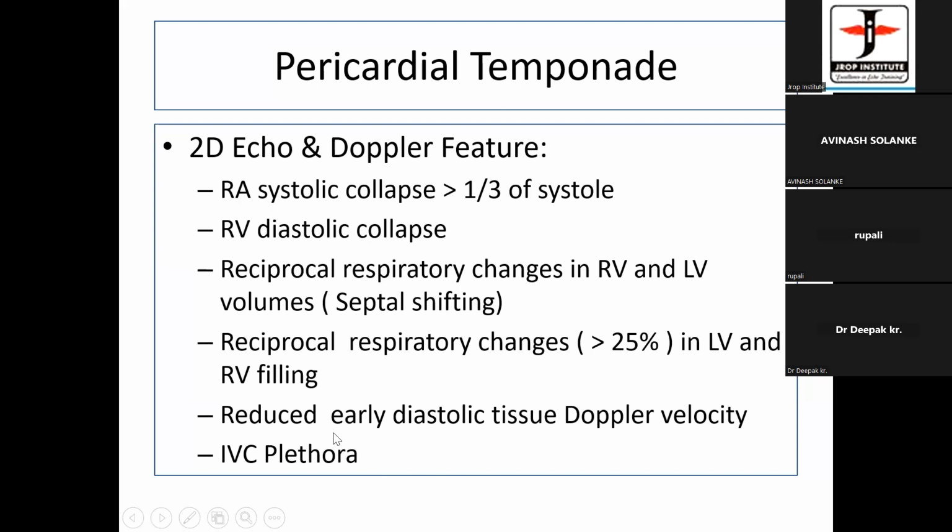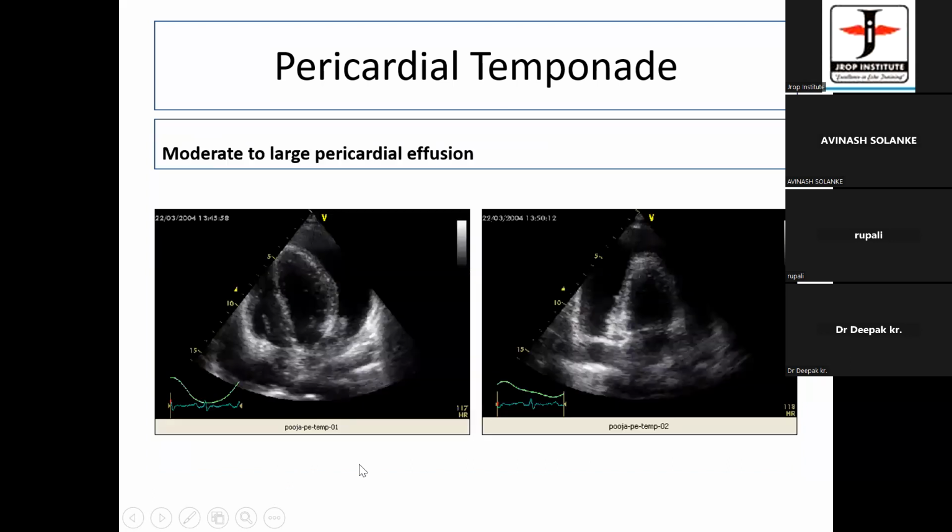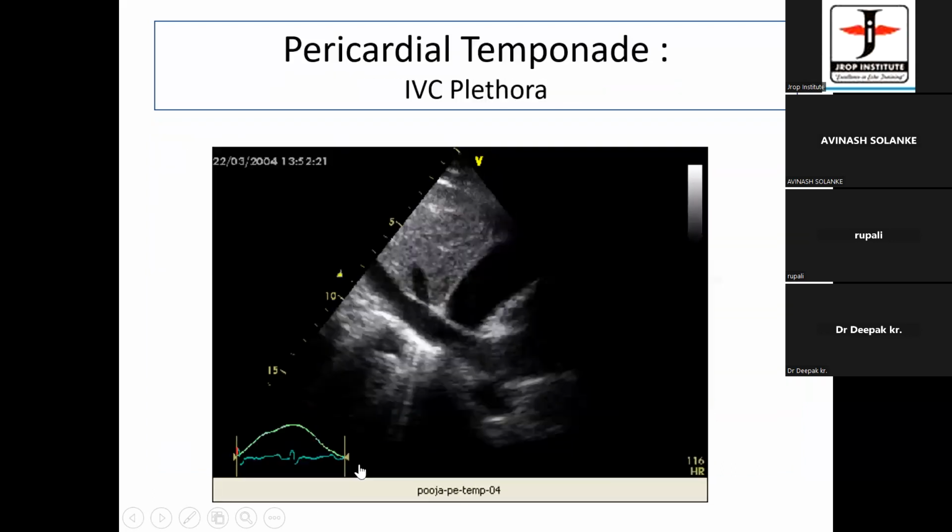Another important thing is reduced early diastolic tissue Doppler velocity. I'll show it in a couple of minutes. And the most important thing is IVC plethora. Let's go one by one. What is IVC plethora? IVC plethora is when the IVC does not collapse at all with inspiration. Here is a respirogram, and here is the beginning of a QRS complex to the end of the QRS, and the beginning of another QRS complex. If there's no change in the IVC, that is what is known as IVC plethora.